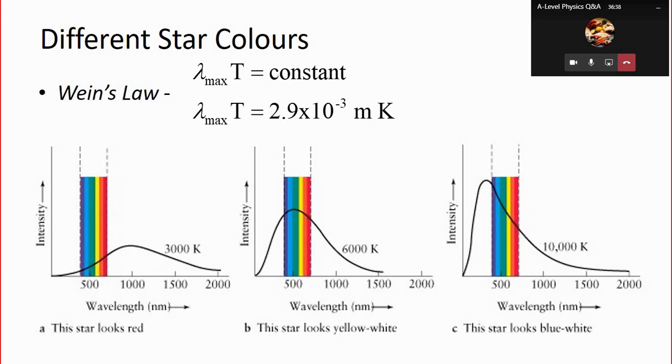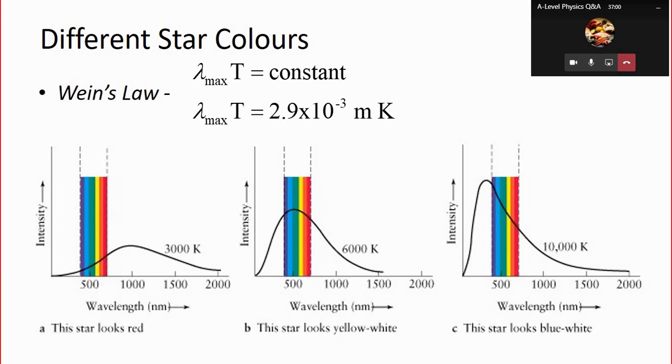If the peak is somewhere in the visible spectrum, so you've got something like the sun, which is at about 6000 Kelvin, then you have a star with roughly equal amounts of blue and red. So it's yellowy white. Sometimes we call this just a yellow star, though.